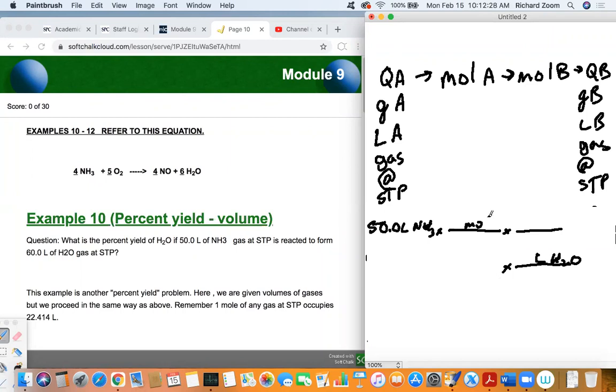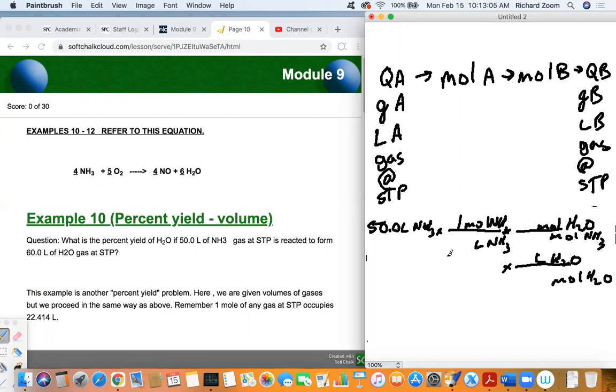So we've got moles of NH3, and then moles of H2O go here, and we get that from the flow chart. So start out with liters of NH3, moles of NH3, moles of H2O, and then liters of H2O. And we know it's liters because that's what we're given in the problem for the product. Anybody have any questions so far?